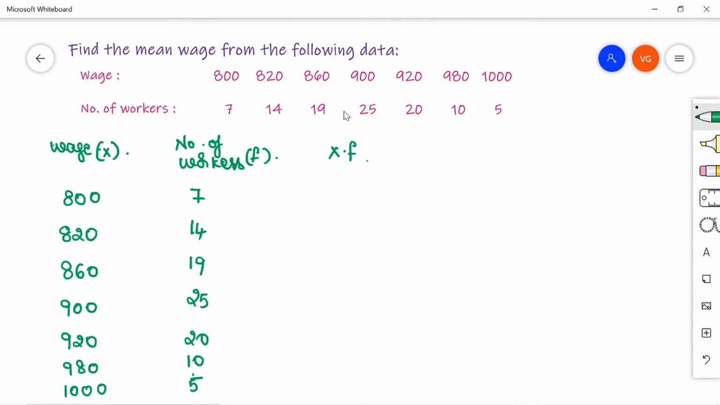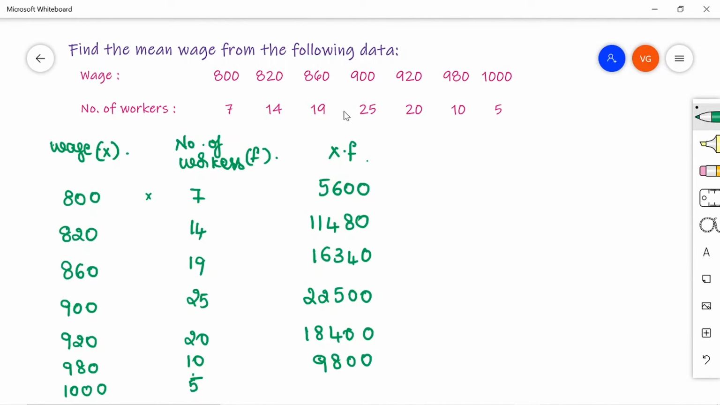I am going to multiply the first column with the second column. We have to be very careful as the numbers are very big here. So 800 into 7 is 5600. Next is 14 multiplied by 820, so you'll get 11480. Next you'll get 16340. Next 22500. Next is 920 into 20, which you will get as 18400. 980 into 10 is 9800. 1000 into 5 is 5000.